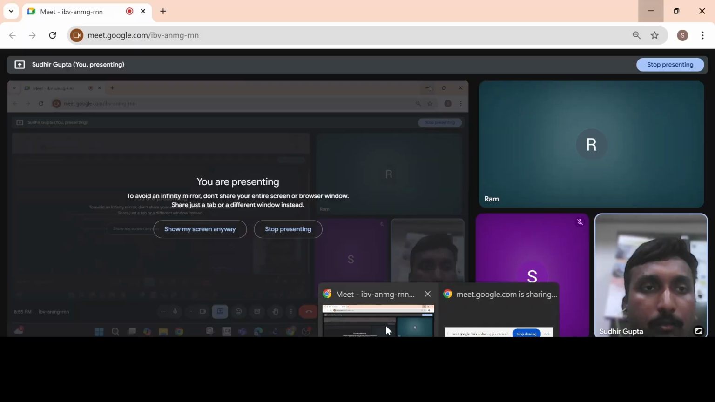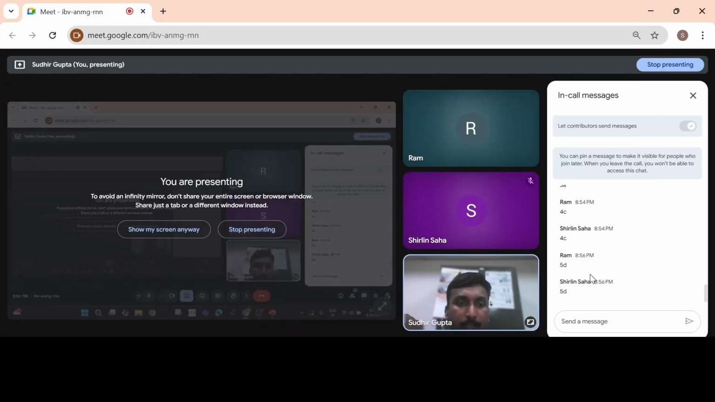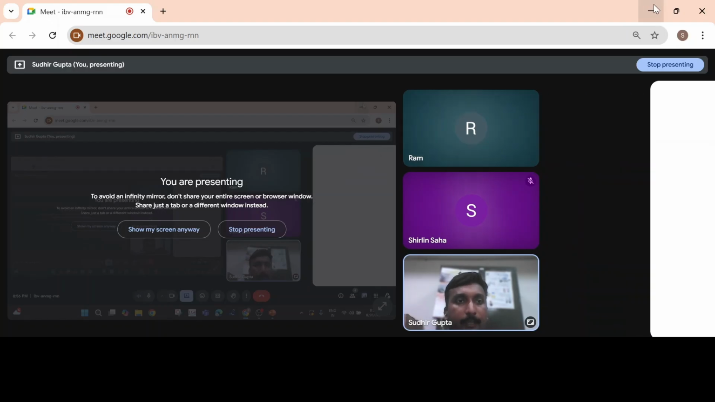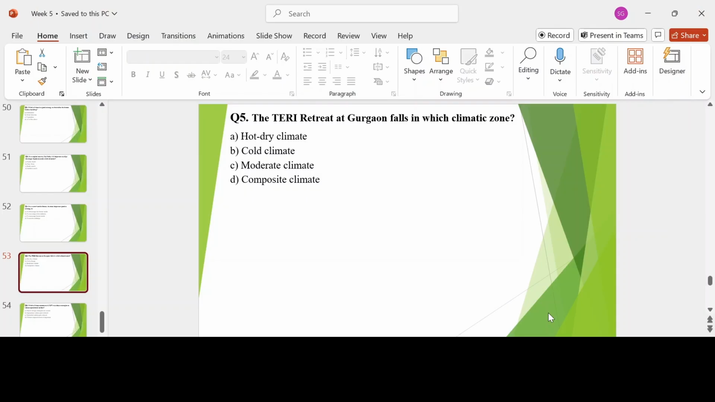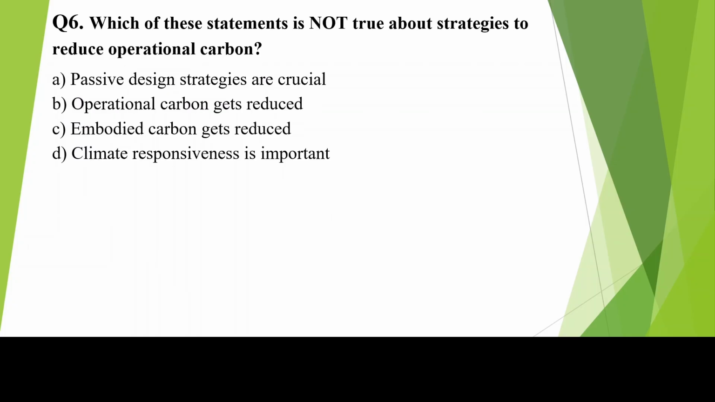If this question would be asked in your this year's assignment or the final year exam, then all of you have marked it correctly. Yeah, 5D is the correct answer for this question. Gurgaon falls under composite climate conditions. Correct. So let's move to the sixth question then. Here is the sixth question for you all.